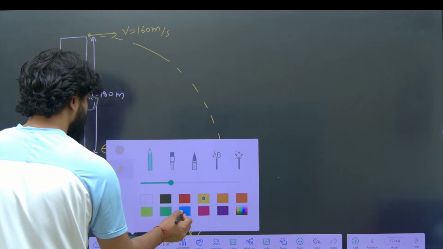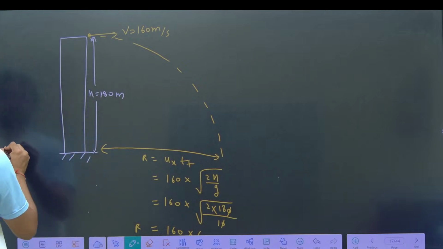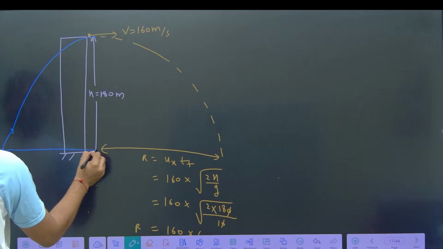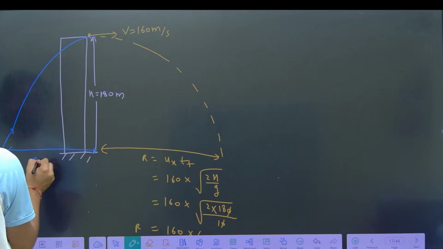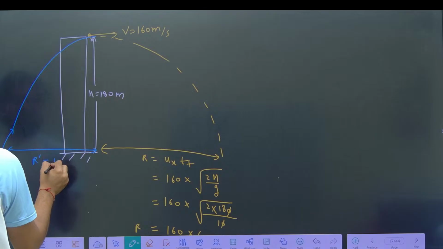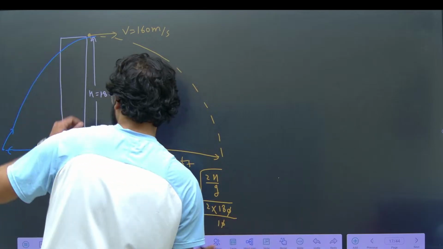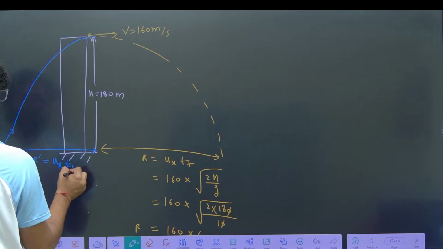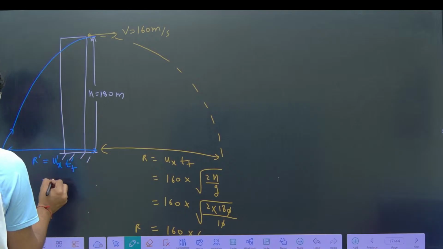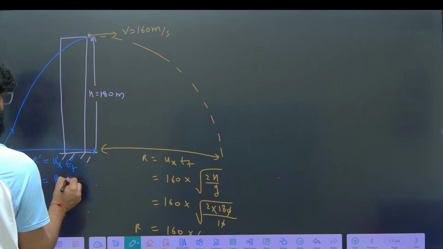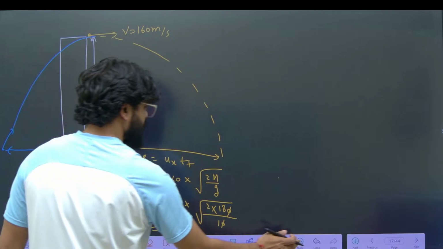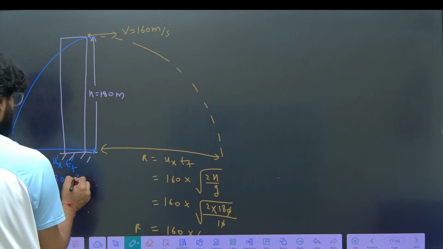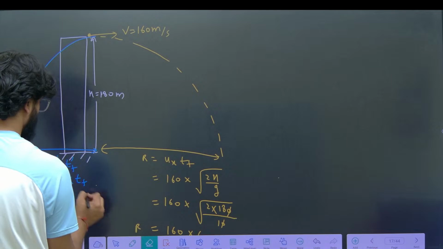But remember, it was also projected from this point, right? It was projected from this point, and that's how it was there. So what is this r prime? It will be ux into time of flight prime prime. Ux was 80, and time of flight will be r prime by 2. Okay, so that will be time of flight prime by 2.